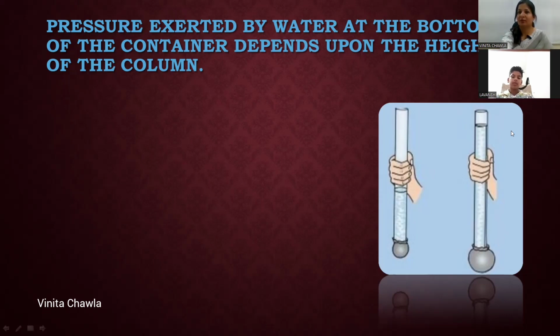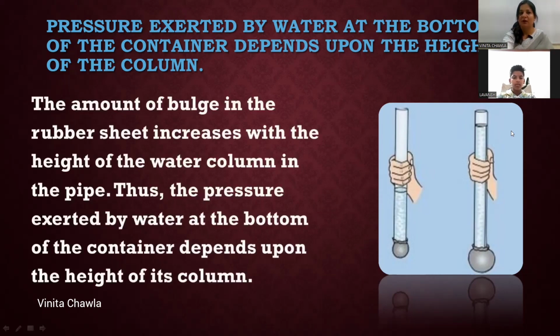In the first picture, the person is holding a tube, and half of the tube is filled with water. We have something, some rubber sheet here, and we have this water column. One end of this pipe is attached with the rubber sheet, which is very elastic.